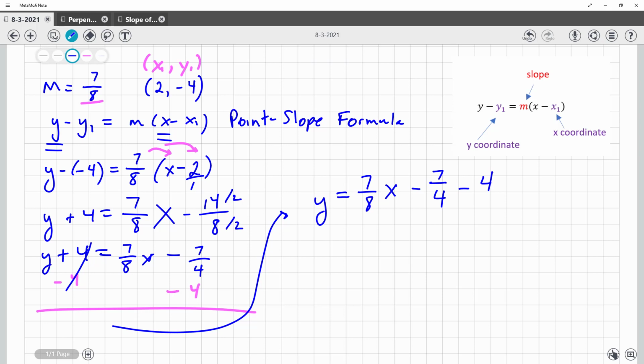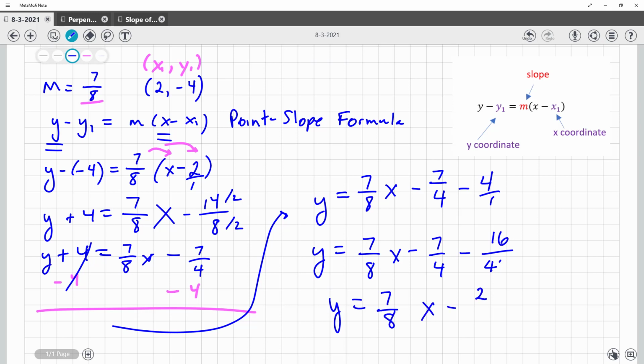Do you remember fractions? The only way you can add or subtract is you have to get a common denominator. So I can already see my denominator is going to be 4. So basically what I did is I multiplied the top and the bottom by 4. And now finally I get y equals 7/8x minus 23 over 4.